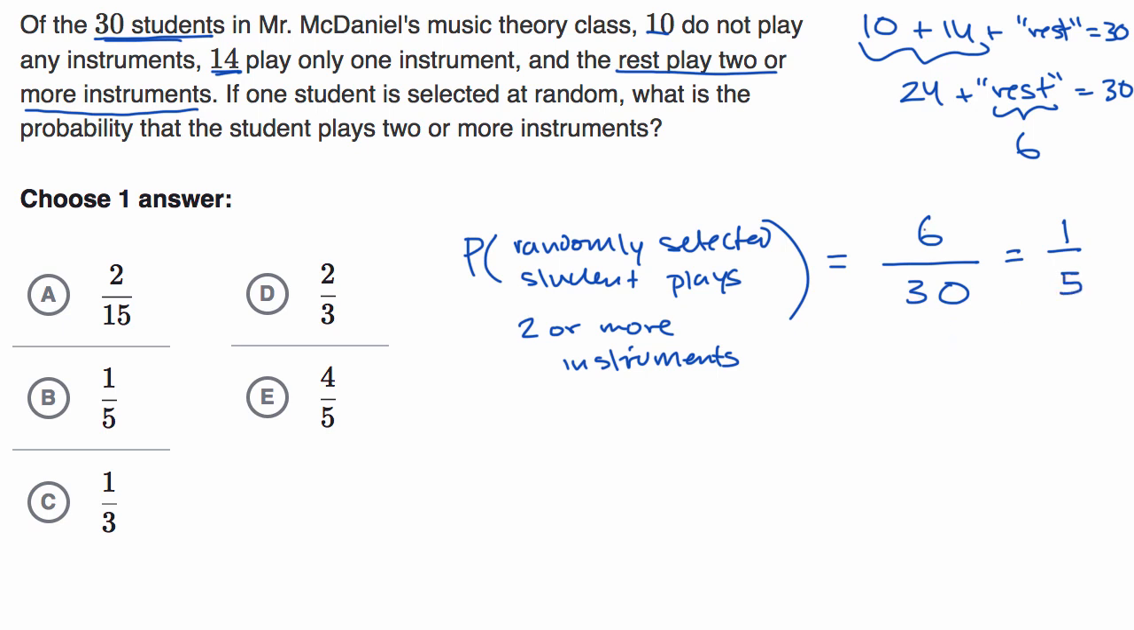So anything you do to the numerator of a fraction, as long as you do it to the denominator as well, it doesn't change the value of the fraction. So we just divided the numerator and the denominator by 6 to get to 1/5. And we do see that choice right over there.